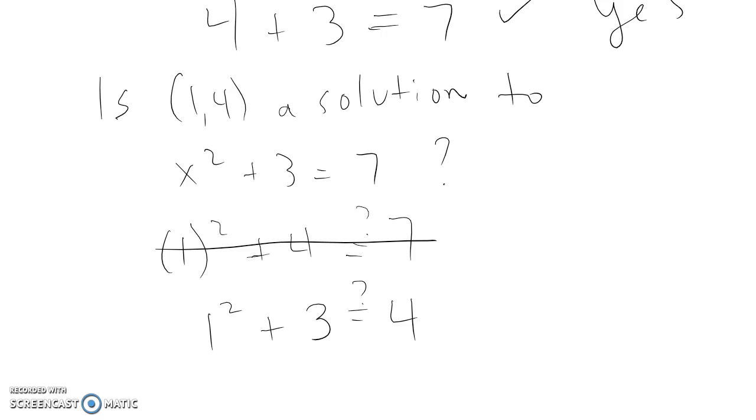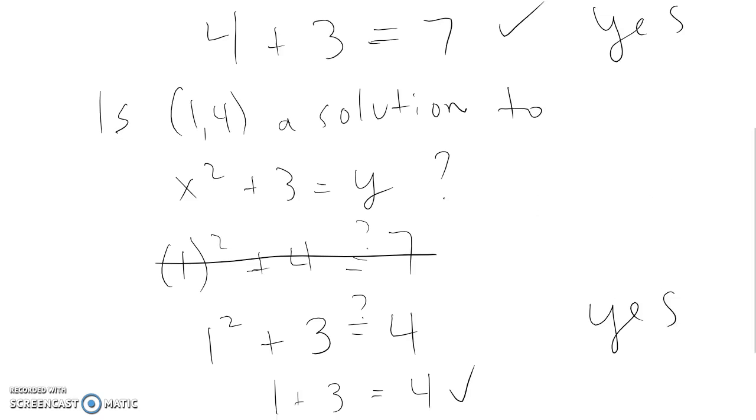And I made a mistake up here. This should not be a 7. This should be a y. Sorry about that. So we're wondering, is 1, 4 a solution to x squared plus 3 equals y? Well, when x is 1 and y is 4, do we get a true statement? Well, 1 squared is 1 plus 3 is 4. So indeed we do. So the answer to both of these questions is yes.